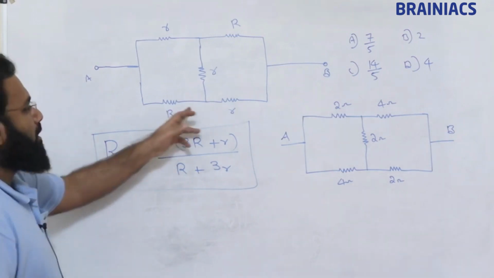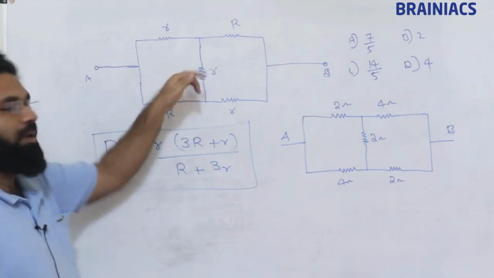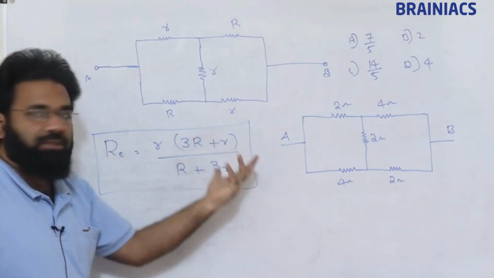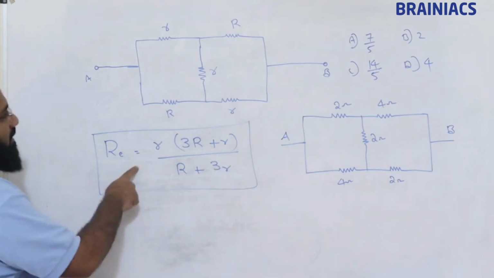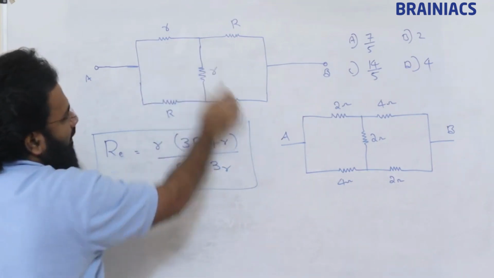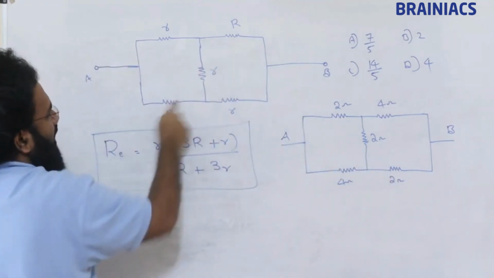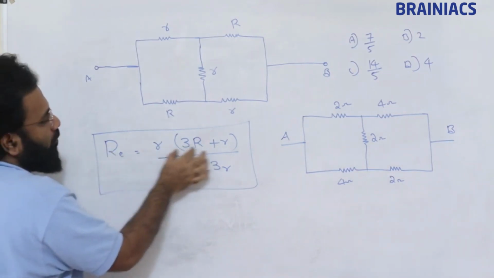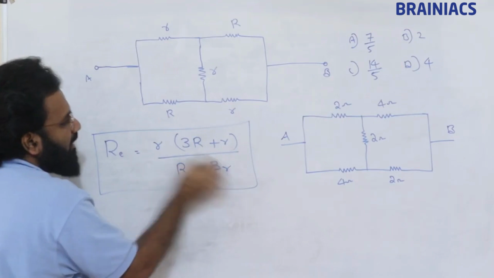So if we try to find R equivalent by proper derivation, we will get this formula also. This is not just a shortcut; through derivation itself we can get this formula. So just see this. If these resistances are small r, and the middle one is 2, 2, 2, 4, 4, R, use this formula to find the equivalent resistance: small r into 3 capital R plus small r, divided by capital R plus 3 small r.